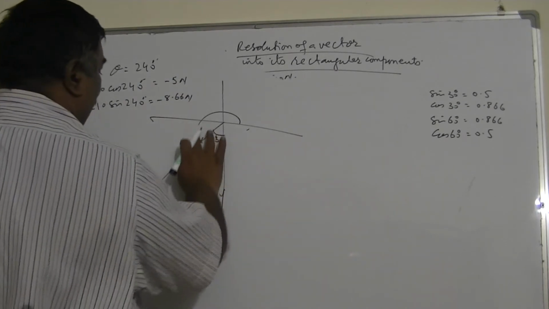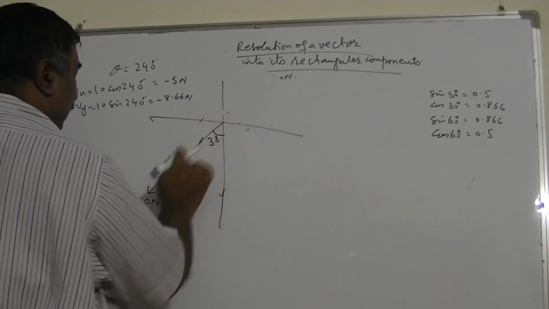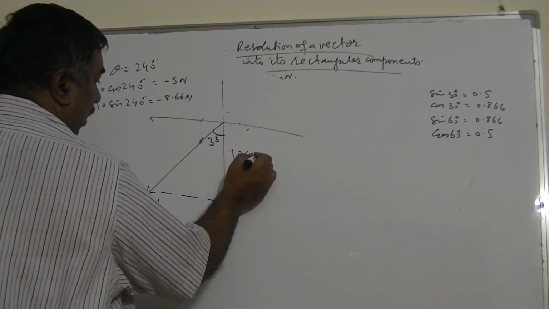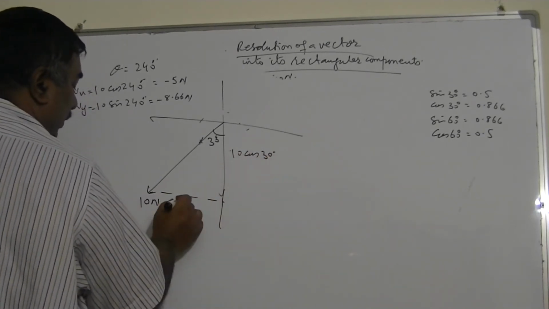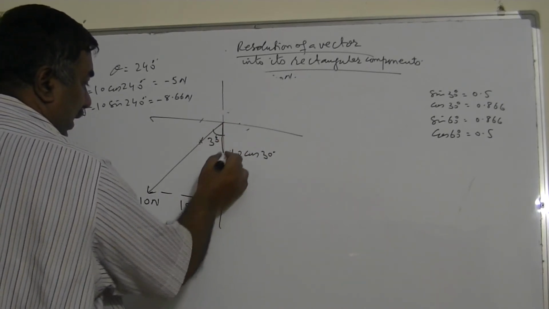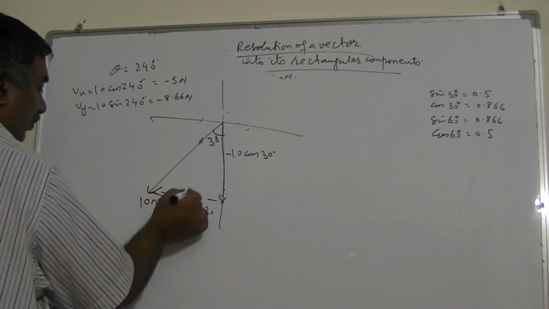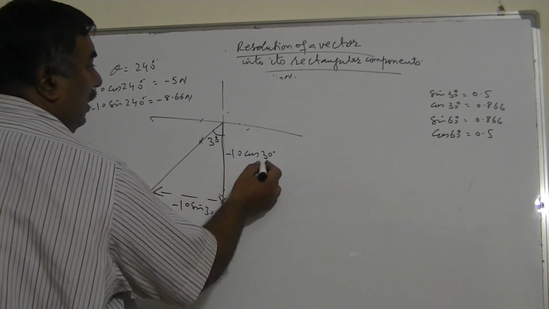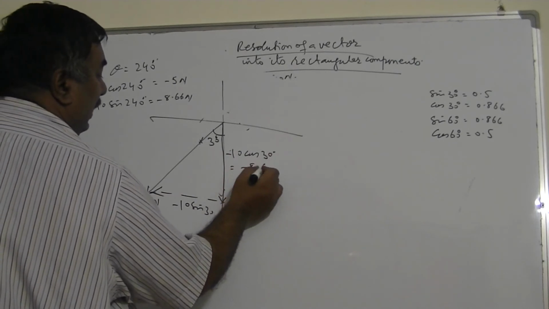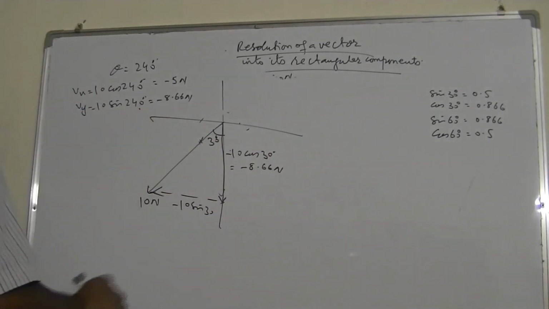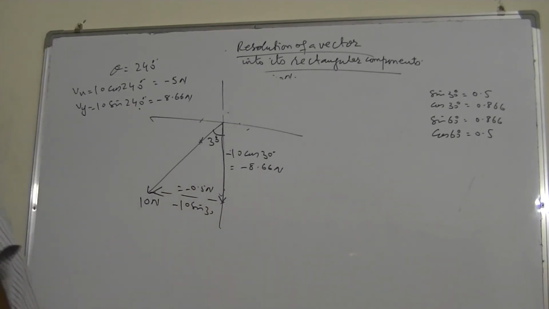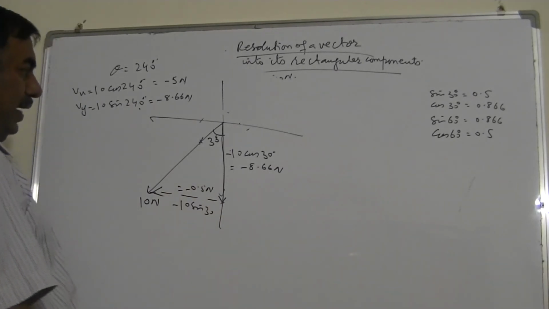But if I want to find it by the other method, I will just drop the perpendicular over here. This is of course 10 cos 30 and this is of course 10 sin 30. What is this component? Negative downwards, and this also left, so negative. So 10 cos 30 is 0.866, so it comes out to be minus 8.66 Newton as here. Similarly, here this will be minus 5 Newton. So in that way you can always resolve the vectors into rectangular components.